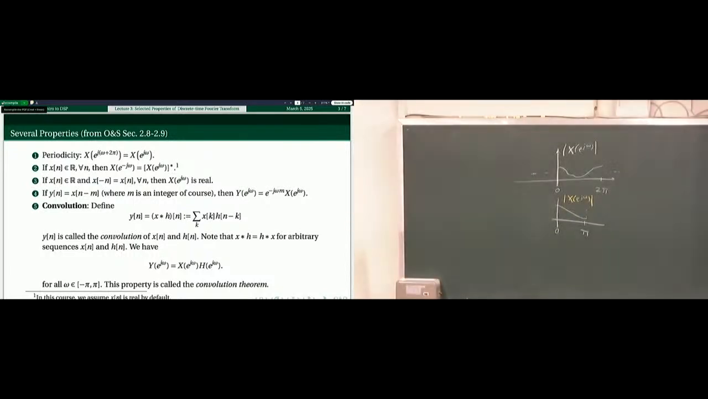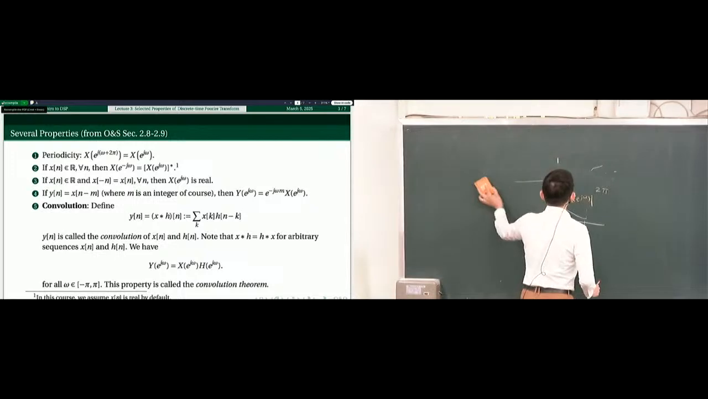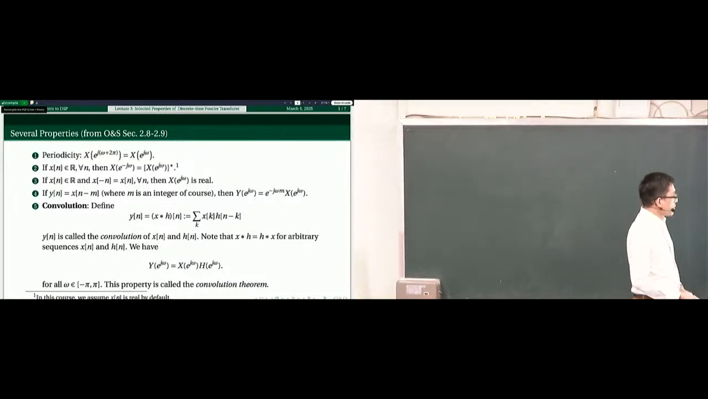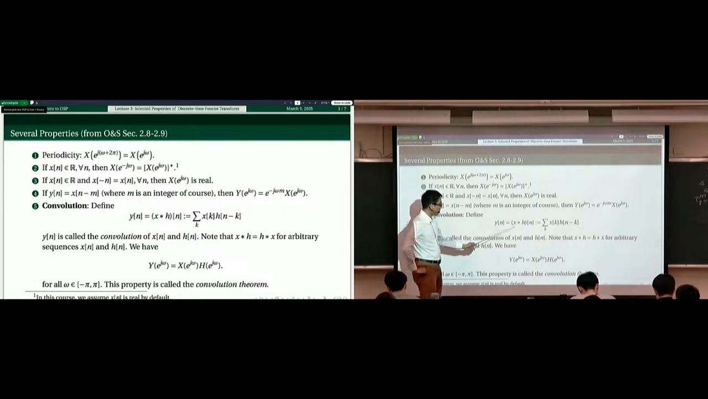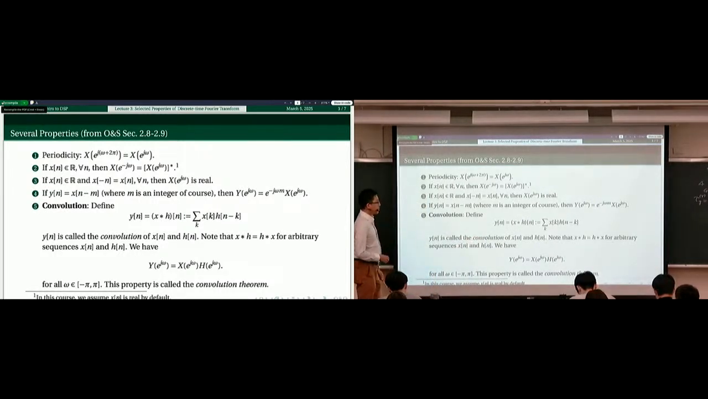So with the very useful shift theorem, now we can officially talk about the convolution theorem. It goes like this. Here we are talking about two signals in time, and we want to calculate what is called the convolution of the two signals. Let's denote one of the signals as x, the other as h.